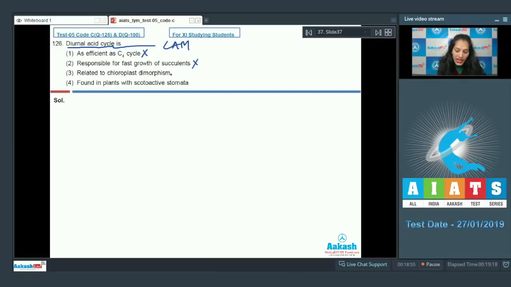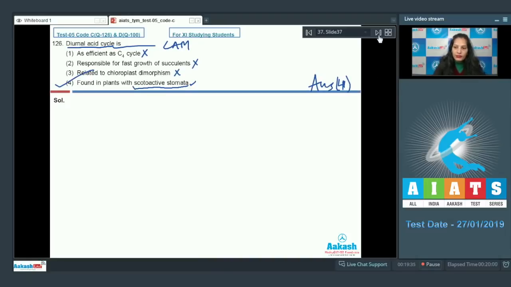Related to chloroplast dimorphism, there is no chloroplast dimorphism in the CAM plant. There is a temporal difference in the fixation of CO2. Temporal difference is the difference in the time of CO2 fixation. Fourth, found in plants with scotoactive stomata. Scotoactive stomata are the stomata which open during the night and remain closed during the day. So CAM plants have scotoactive stomata. So this option is correct. So the correct option for the given question is option number 4.